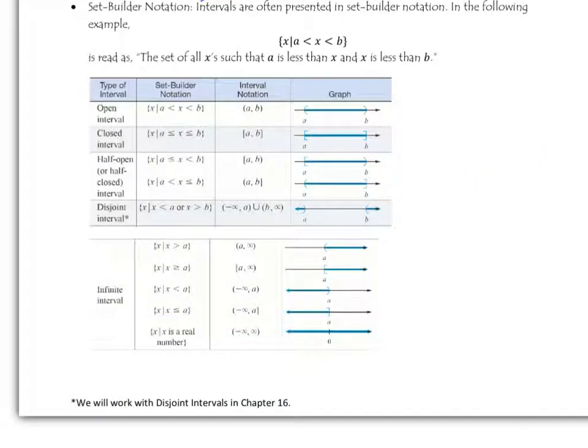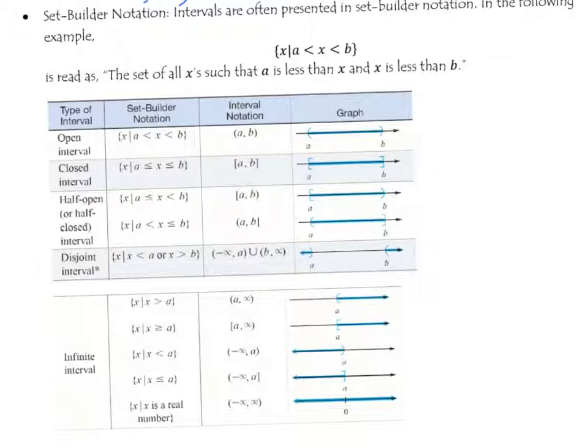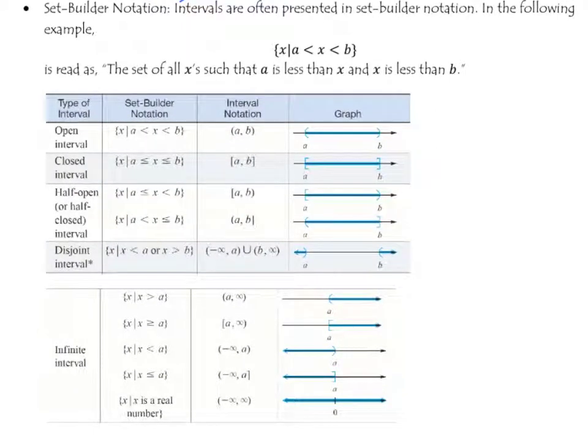Okay, you're not going to be tested on this set builder chart, but it is interesting to look at a few things. The intervals are presented in set builder notation in this way, and you will need to know how to do this. So the way this reads is you have bracket, you have x such that a is less than x is less than b. So that's how you would write in set builder notation if you have an interval.